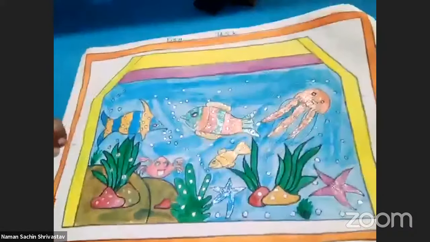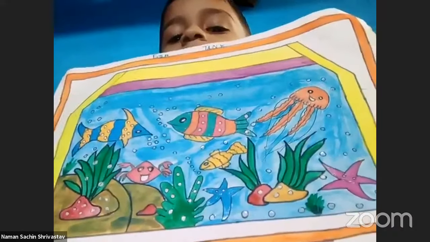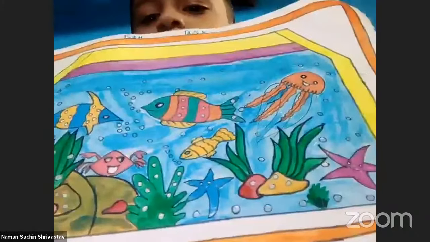Miss. Yes. Look at this. Oh wow, very good. Nice picture. See, here you draw jellyfish also. Very good, beta. Very good. Yes. So here you draw these fishes and crab and all this. In our homework, you stick the photos of aquatic animals. Okay? Very good.